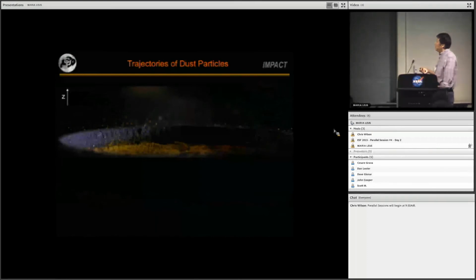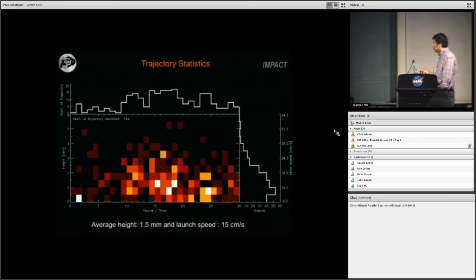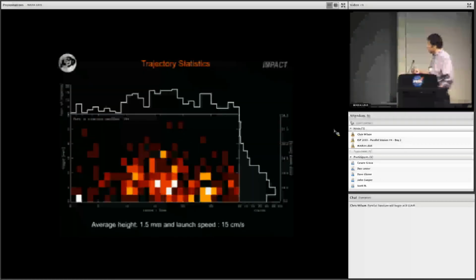So this is one of the frames, and you see a lot of trajectories here. If you don't see them, here they are. Then we can measure the height, and you can calculate the vertical launch speed. And here are the stats of these trajectories for a period of 1 second. We counted 244 trajectories. The average height is about 1.5 millimeters, and the vertical launch speed is about 10 to 30 centimeters per second.